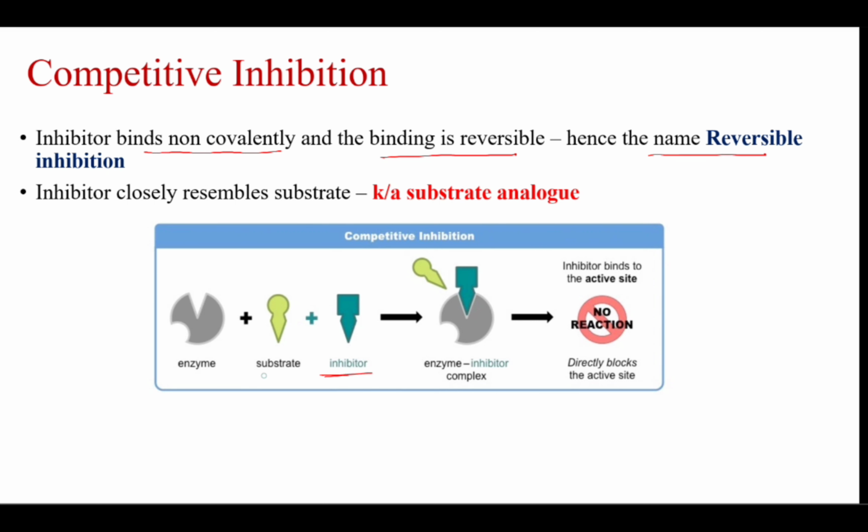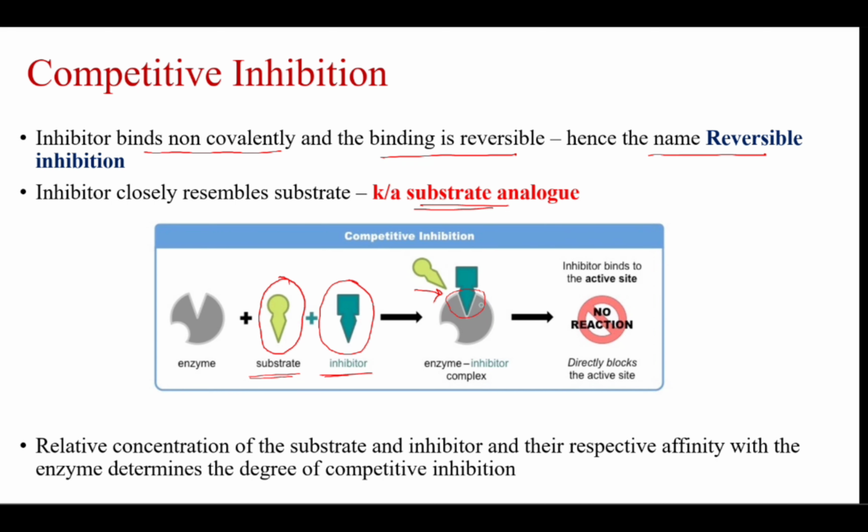The inhibitor closely resembles the substrate. If you see the shape of the inhibitor, it is similar to the substrate, and that is why it is called a substrate analog, both of which compete for the active site of the enzyme, and that is why it is called competitive inhibition. And if we increase the substrate concentration, this binding of the enzyme with the inhibitor is reversible. That is why it is called reversible inhibition.